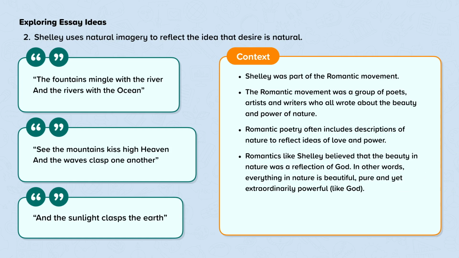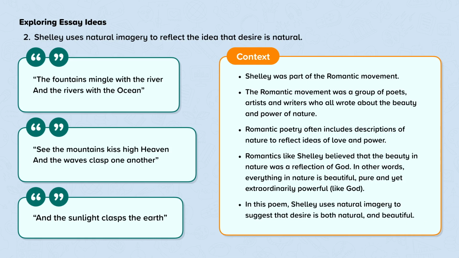Romantics, like Shelley, believed that the beauty in nature was a reflection of God. In other words, everything in nature is beautiful, pure, and yet extraordinarily powerful, like God. In this poem, Love's Philosophy, Shelley uses natural imagery to suggest that desire is natural and beautiful.